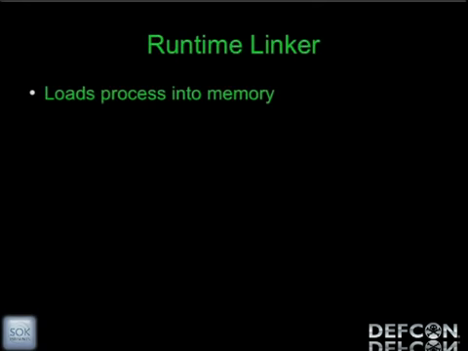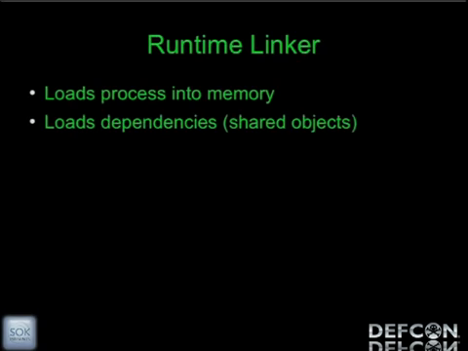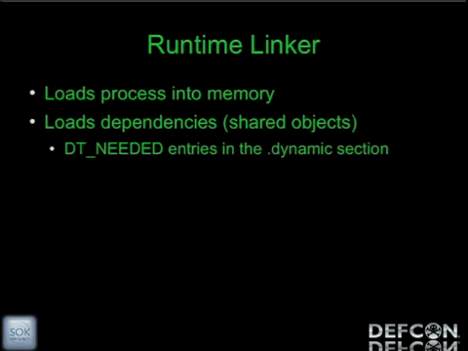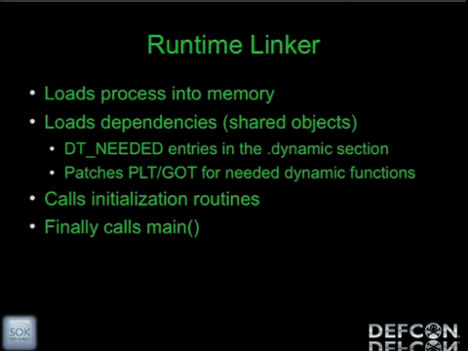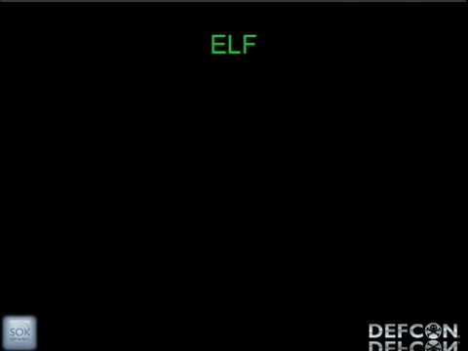And the runtime linker is going to finish loading the process into memory. It loads all the shared objects, all the dependencies. For you Windows guys, those are DLLs. And it finds those shared objects by looking at the .dynamic section of your binary for the DT_NEEDED entries. It then patches what is called the procedure linkage table and global offset table for needed dynamic functions. We're going to dive deep into the PLT GOT later on in the talk. It then calls the initialization routines and then finally calls main, finally returns control back to your actual program.